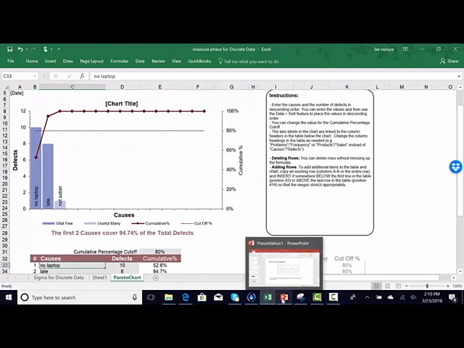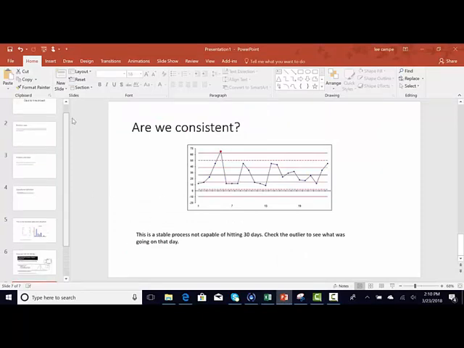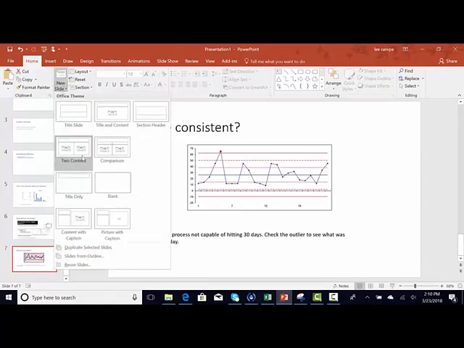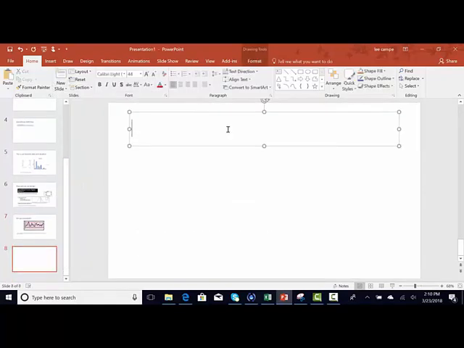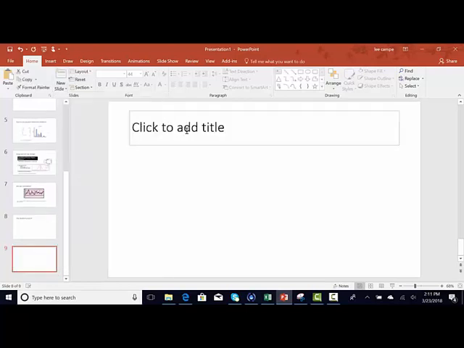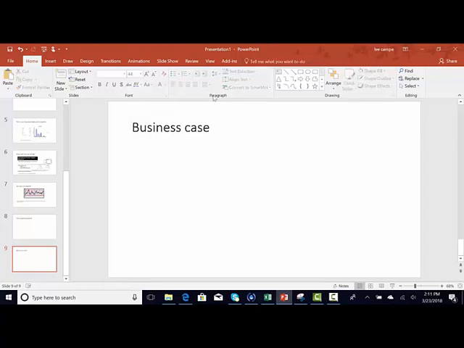All right, and again, just like earlier, this was the storyboard for continuous data. You'll see shortly. I can insert a new slide. The student project, right? That's my cover slide. And then I'm going to insert the business case. And I just need to put some strategic importance here. It's very important.